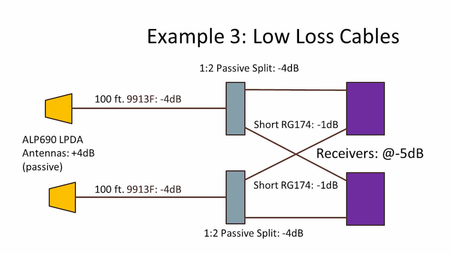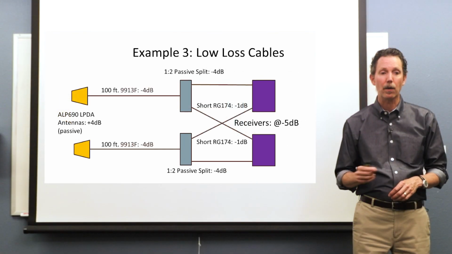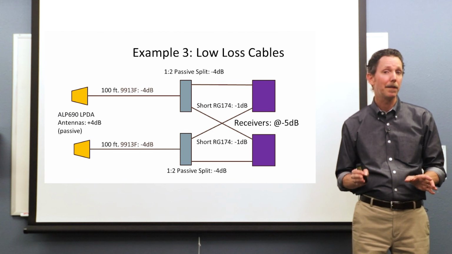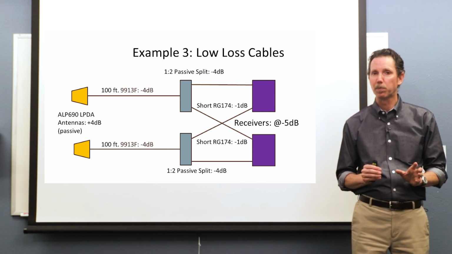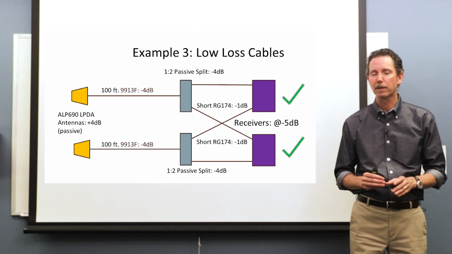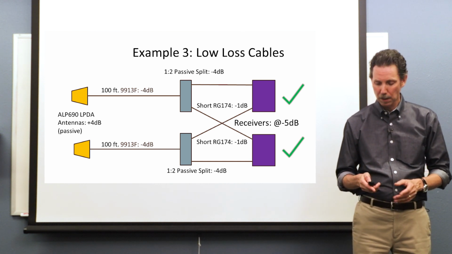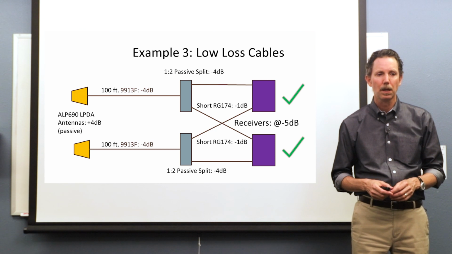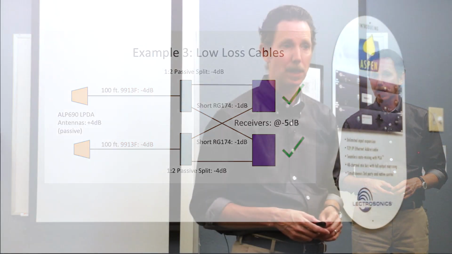So here, the cables only lose 4 dB, and so now at our receivers, we have a total of 5 dB of loss, which again is below that threshold of 6 dB to start to be concerned. So in my opinion, this would be a rock solid RF system, and the only change that you just made was to change out the cables for a lower loss cable material.